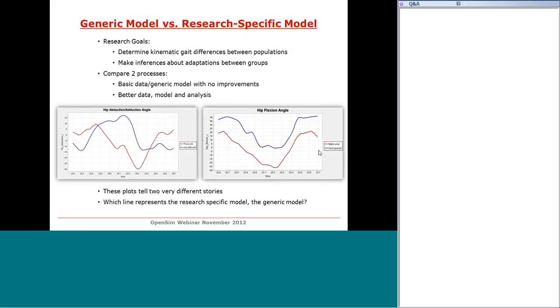The figure here on the left compares the hip abduction angle, while the figure on the right compares the hip flexion angle of the same subject for the same gait cycle between the two processes. Clearly, these results would tell two completely different stories based solely on whether or not research-specific improvements were made.